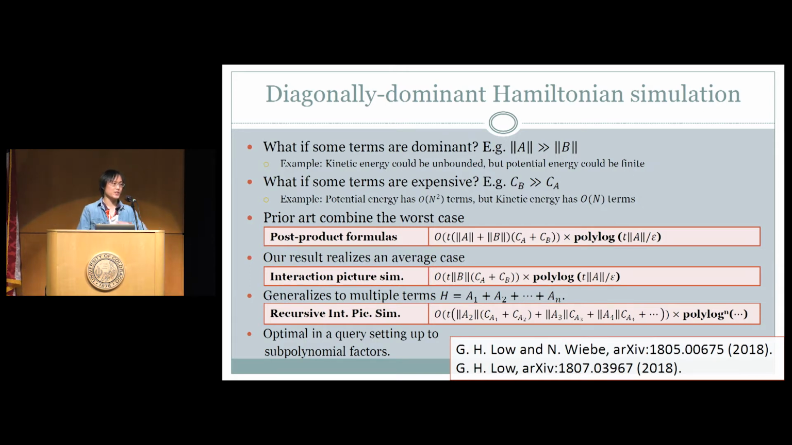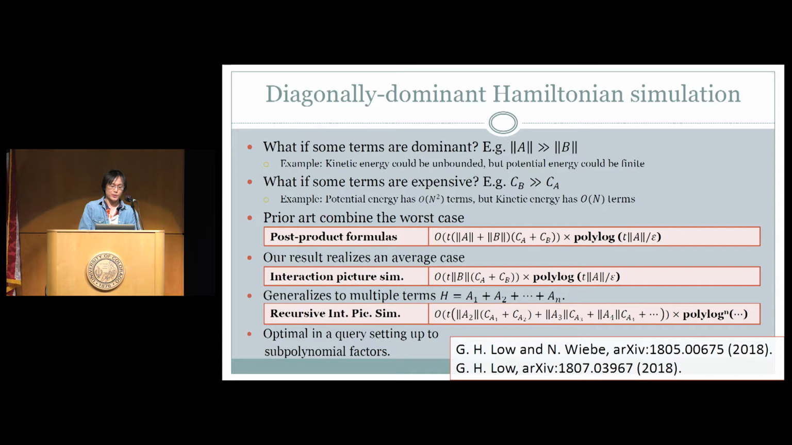But in the position basis, we might have, say, a potential term that perhaps represents low energy excitations. So if A is kinetic energy and B is potential energy, the strength of A could be much bigger than the strength of B. And if we were to use the unstructured generic simulation algorithms for this problem, we are basically combining the worst of all worlds. Our cost is dominated by the strength of the biggest term multiplied by the largest cost of implementing any of these terms. So we want to avoid this worst case. We want to realize something that's more like an average case.